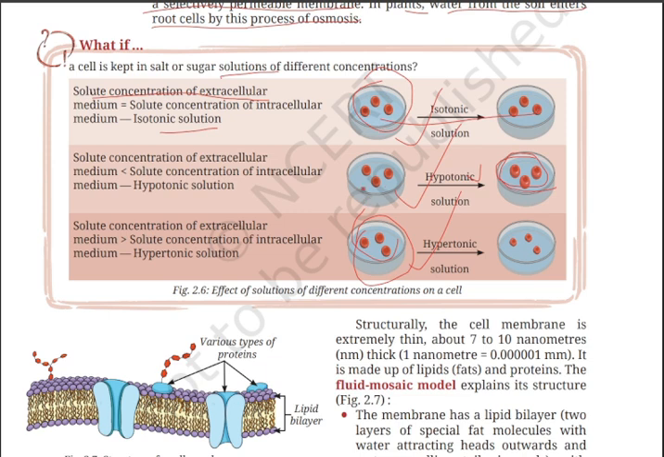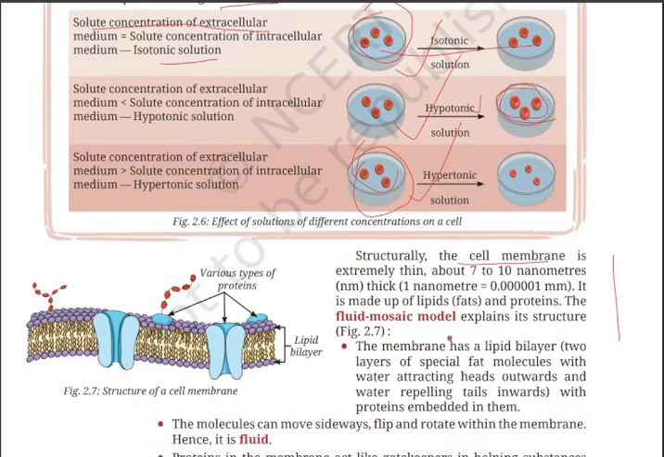Here the concentration of water outside is more as compared to the inside, so water moves from higher concentration to lower concentration. In the second case, the concentration of water in these particles is more, so water moves from higher concentration to lower concentration. So this is about our cell, how small the cell is, what the size of the cell is, what the cell performs, and the different types of solutions on the basis of concentration of the cell, right?